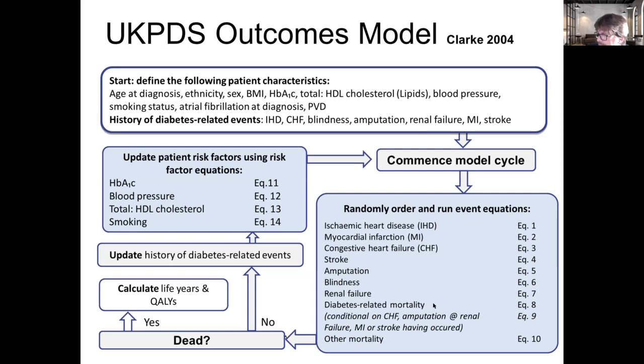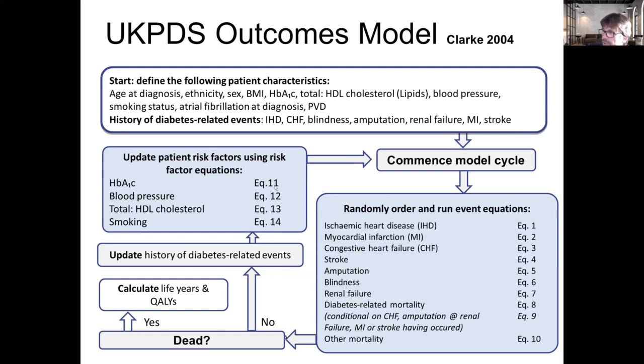And then there is mortality. Based on gender and age and what happened to them, they have mortality, and they would die or not die. If they die, you can calculate their life expectancy and quality adjusted life expectancy. If not, and this shows the core of microsimulation, they go into the next cycle and the next interval.